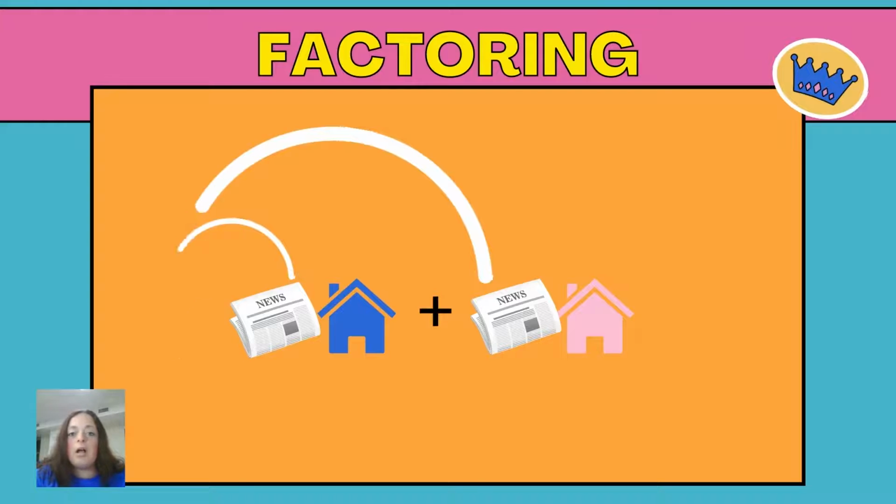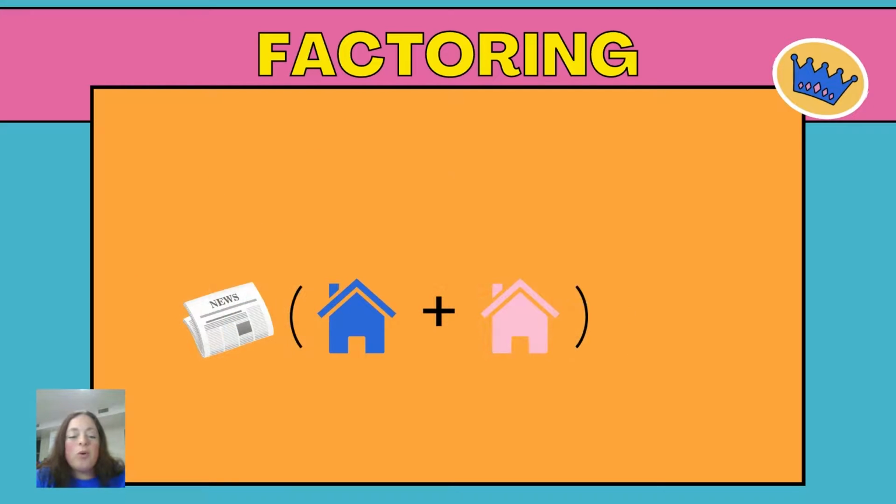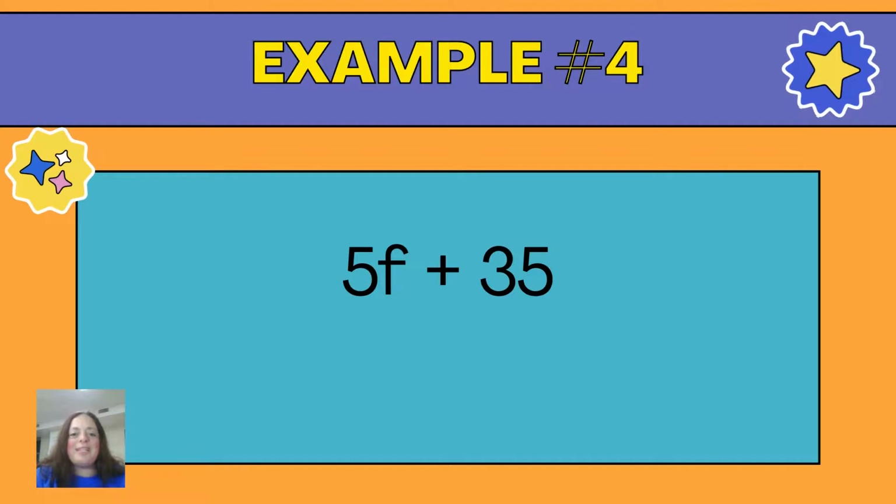Now we're going to look at something called factoring. Factoring is just the opposite of distributing. So instead of distributing the newspaper to the houses, we're going to be finding what's common about the two houses and dividing them. So in this case, I guess the houses got divided by the newspaper, so we took out the newspaper. I don't know if this example really works for this. But anyway, let's look at an example.